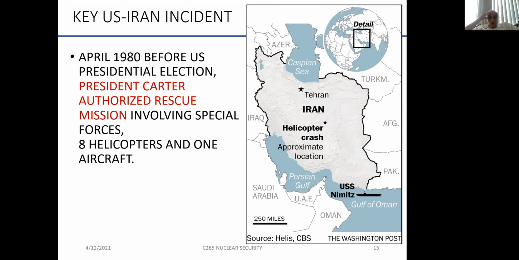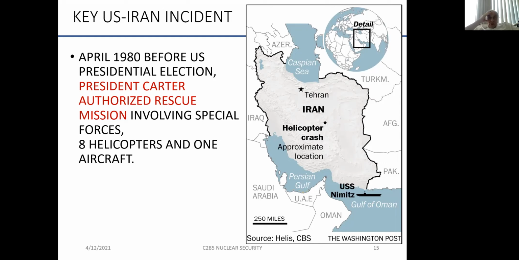This is a huge defeat for Carter. Nothing was accomplished. It was malfeasance of the operation. The hostages remained under Iranian control, and Carter was viewed as a weak president. Historians have subsequently raised questions: what would have happened if Carter was successful in that? This was an unanswerable question.